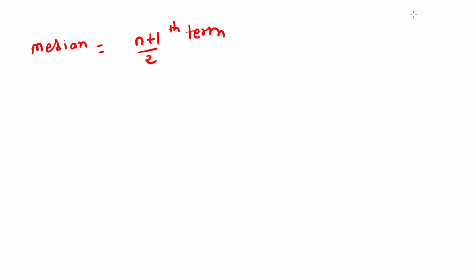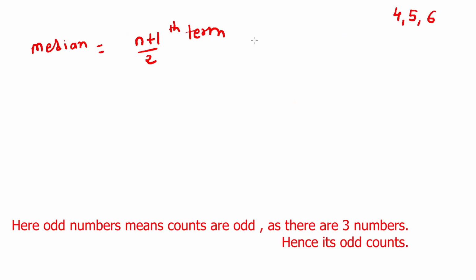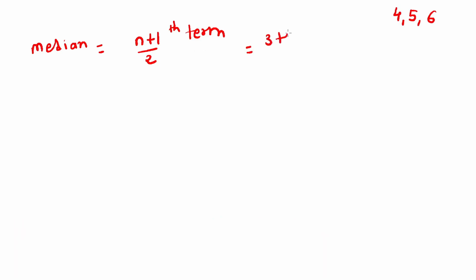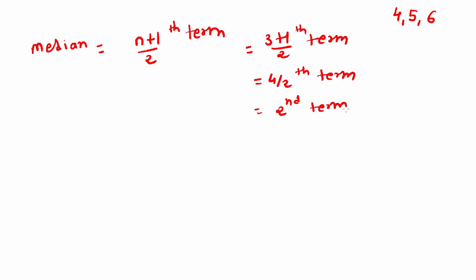Let's say I have three values, 4, 5 and 6. These are odd numbers. In that case, my median will be the (n equal to 3, plus 1) by 2 term. So it will be the 4 by 2-th term, which is the second term, and that is equal to 5. So from these values, 5 becomes my median.